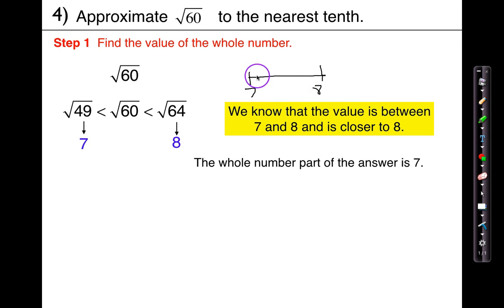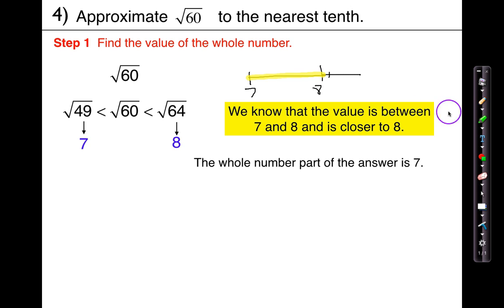So the only numbers here between 7 and 8 are 7.1, 7.2, 7.3, 7.4, 7.5, 7.6, 7.7, 7.8, 7.9. 8.1 falls off of my range, so that would be wrong. So yet again, please make sure you're in the correct range. Even though it's closer to 8, it has to start with a 7.